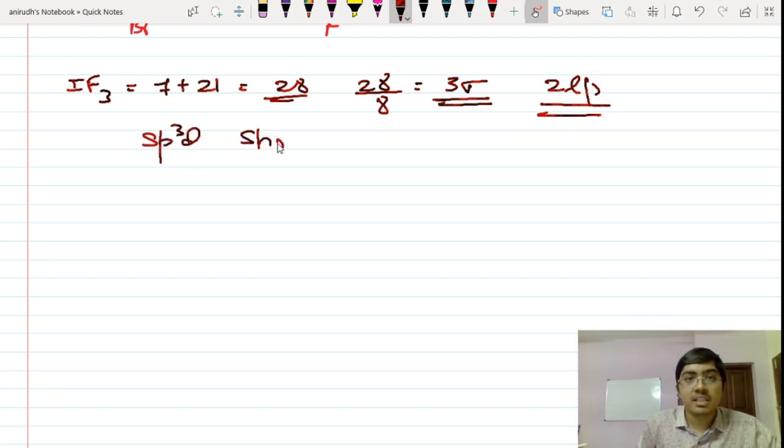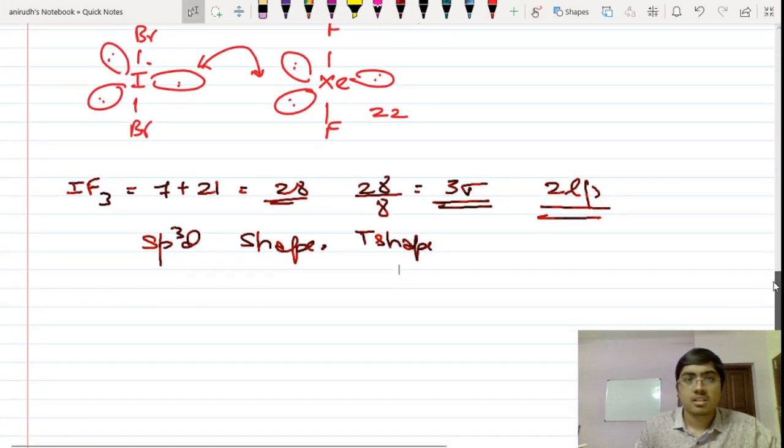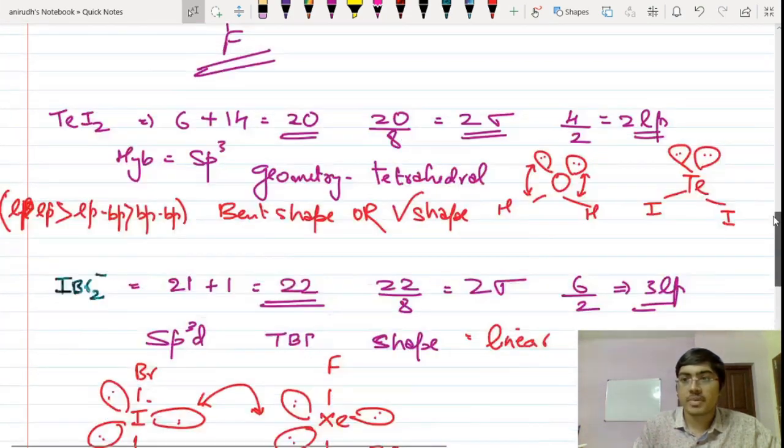And what is the shape then? Shape is actually, you can call it a T shape. So yeah, you can just refer to that particular chart: sp3d hybridization, 2 lone pairs of electrons.